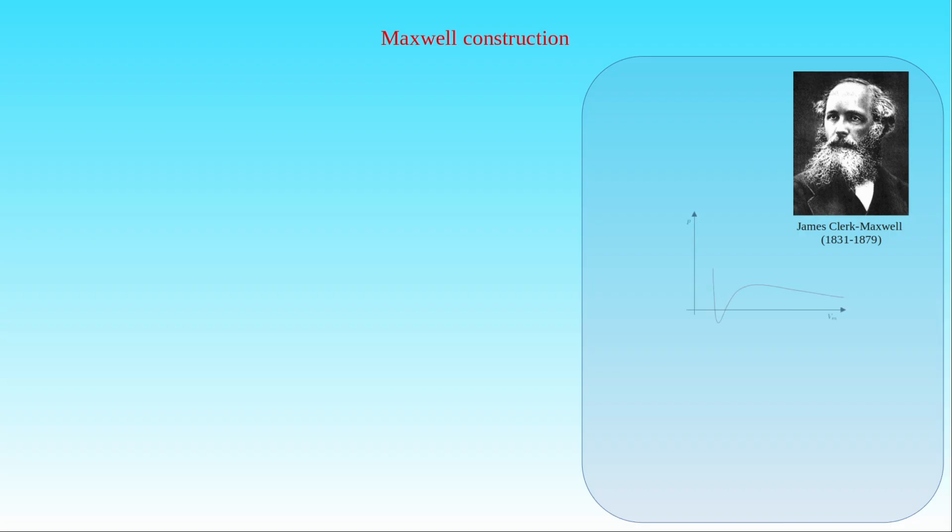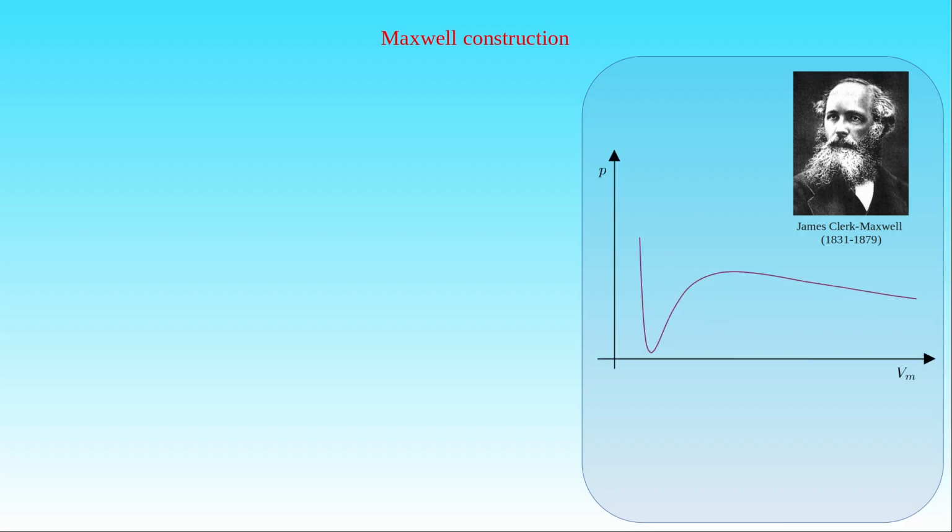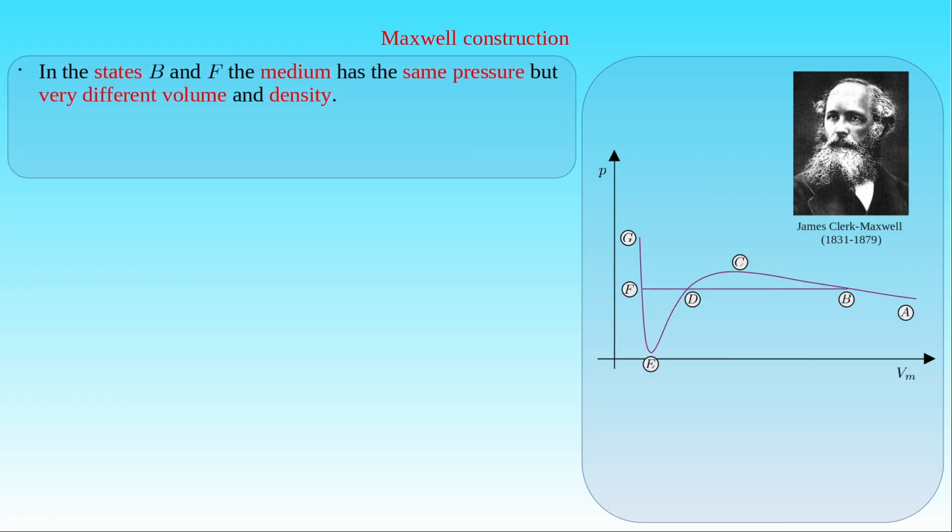If we consider an isotherm of a van der Waals gas at a temperature less than the critical temperature in the pressure versus volume diagram, and pinpoint different thermodynamic states on it from the state A to the state G, with the states C and E at the local maximum and the local minimum of the isotherm, then we can see that the pressure of the medium in the states B and F is the same, but its volume and density are very different.